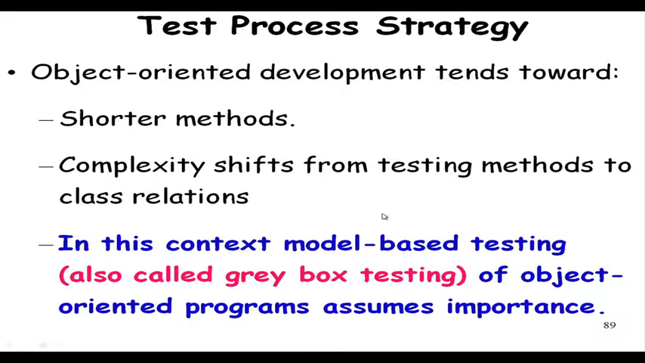So, in this context, we have to test an object oriented program through its design model, because the class relations and so on are represented using a design model, and therefore, the traditional code based testing, white box testing, is less significant for object oriented programs. What is much more important is design based testing, what is called gray box testing, because bugs are much more likely to be present in the class relations, which are represented using a design model, rather than in the method body itself.